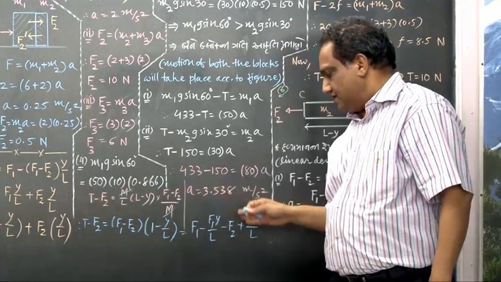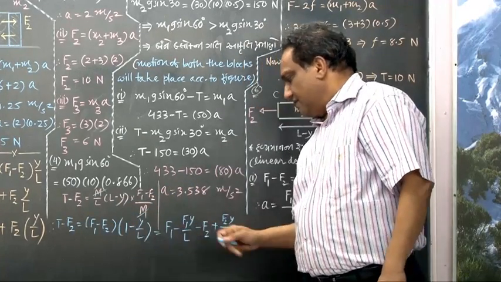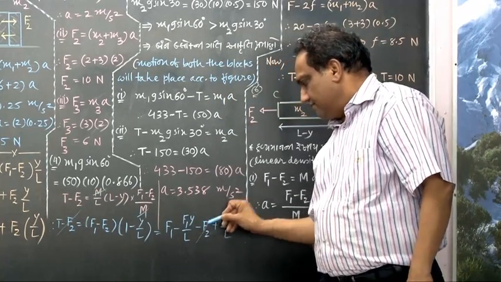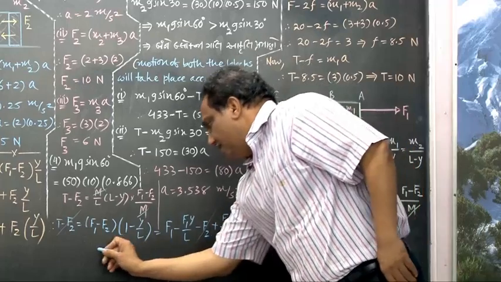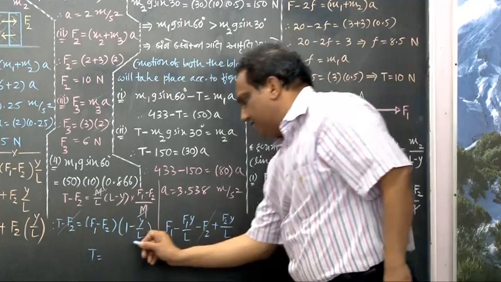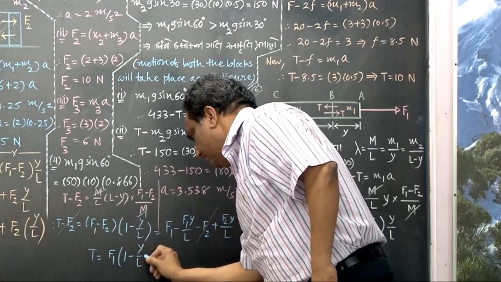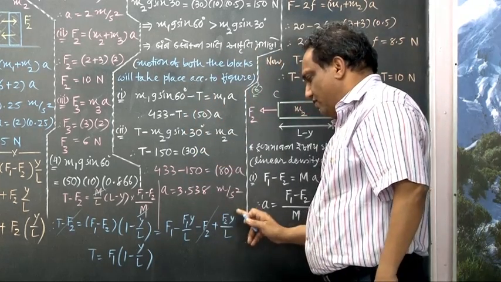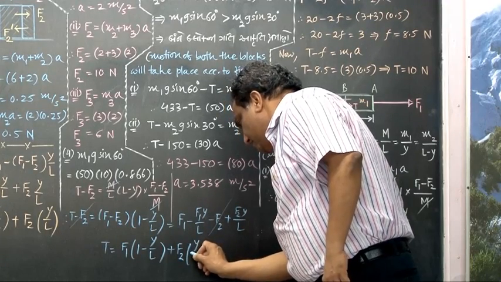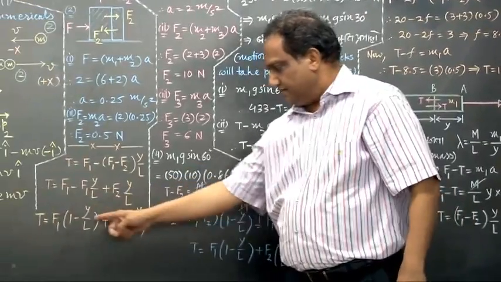Now compare this with this. Minus F2 here also, minus F2 here also, getting cancelled. Correct? Then T equals F1 taken common from the first two terms, inside the bracket 1 minus Y upon L, and plus F2 into Y upon L. Are you getting the same result? Yes, sir.